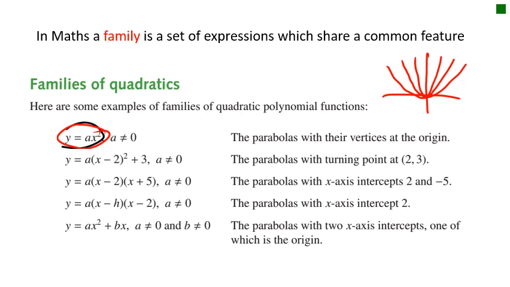So if we look at this one here, we've got the y equals ax squared. What we notice is there's going to be a series of parabolas, all with their vertices at the origin. So you might have one like that. That might be, say, 2x squared. That might be 1x squared, that might be half x squared. So it's a family of expressions or equations which all share a similar feature.